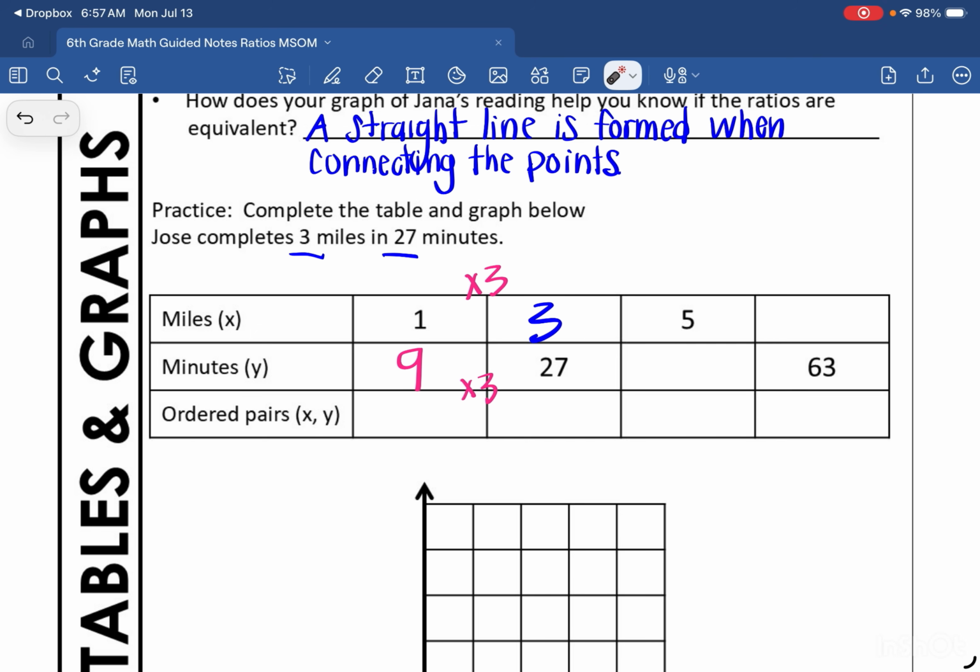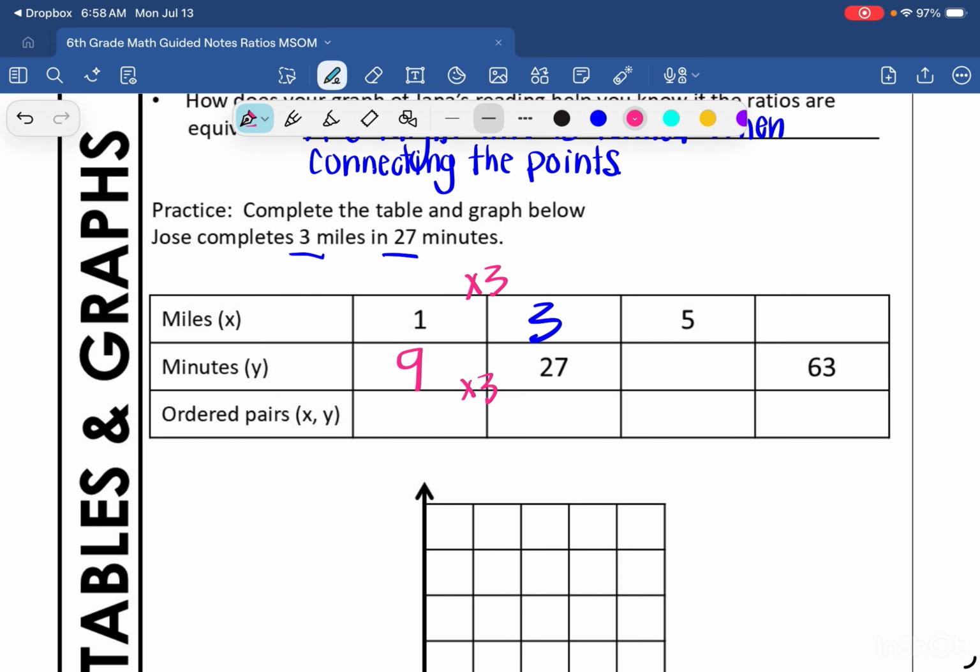Now, if I know that he runs 1 mile in 9 minutes, I can go back this way to figure out this one. So if he runs 1 mile in 9 minutes, I want to figure out how much time it takes him to run 5 miles. And that's going to be multiplying by 5. So 9 times 5 is going to be 45. So he runs 5 miles in 45 minutes.